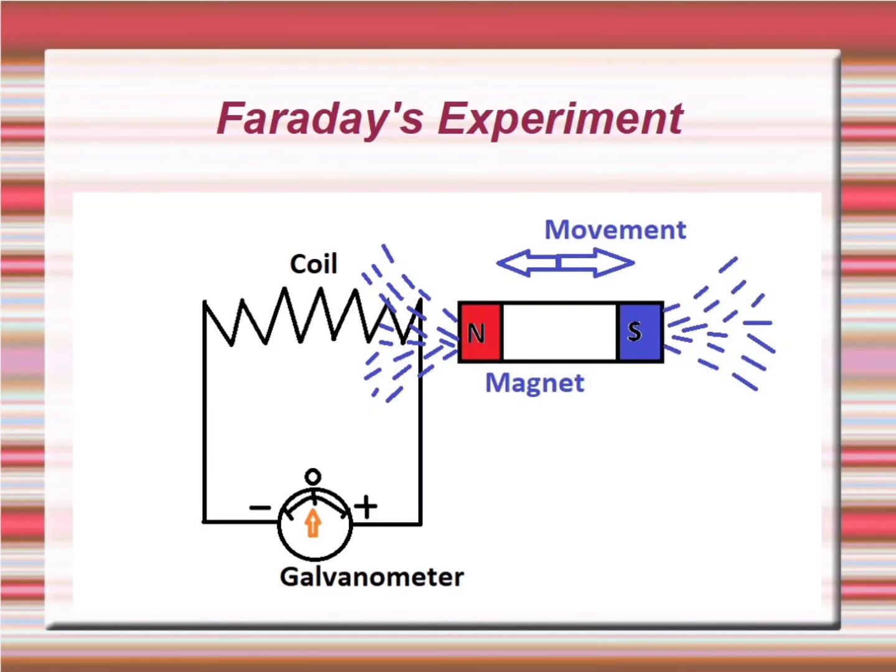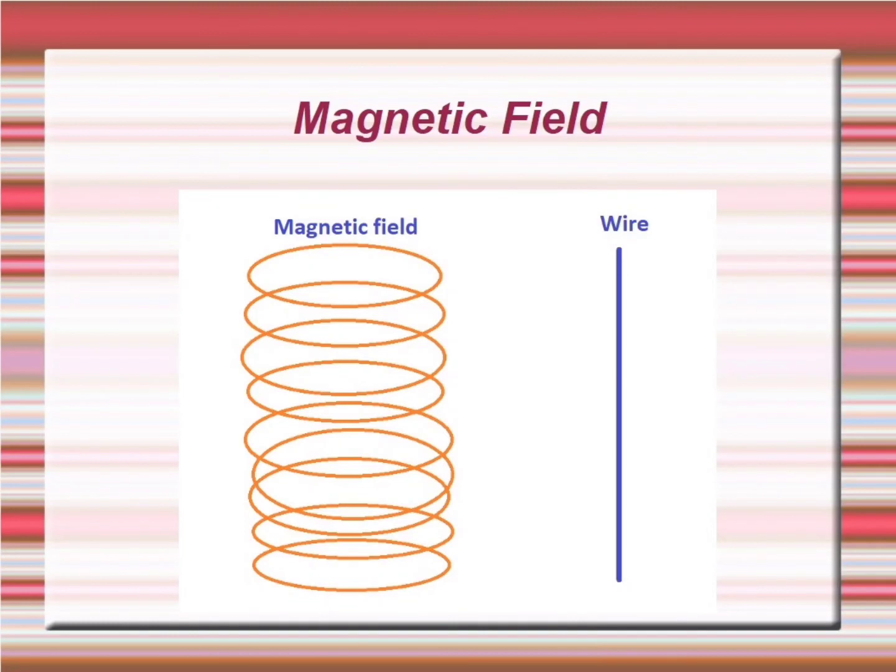Similarly, if the magnet is held stationary and the coil moves towards and away from the magnet, the galvanometer similarly shows deflection. From this experiment, Faraday concluded that whenever there is a relative motion between a conductor and a magnetic field, the flux linkage with the coil changes, and this change in flux induces a voltage across a coil. Let us understand how current is induced in the wire when it is moved in the magnetic field.